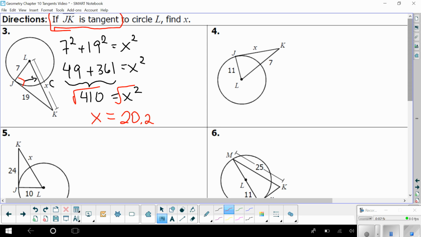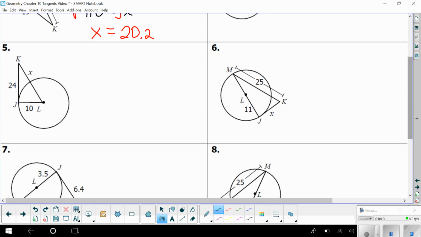Okay, 20.2. So for number, let's look at number 5. Again, with number 5, see how this is 10 here? That's the radius. You also have to put number 10 there. So this whole thing right here is 10 plus x. Or you can state that this is just y, which would be much, much easier.